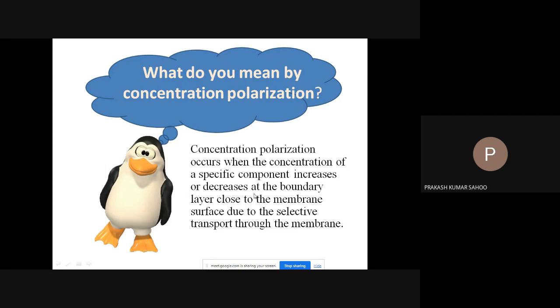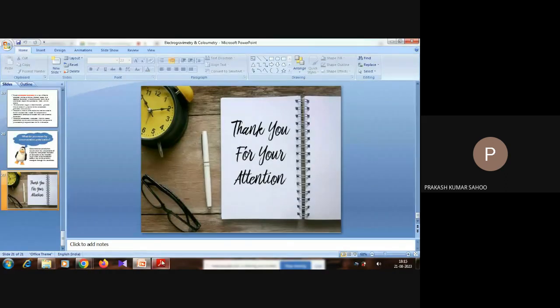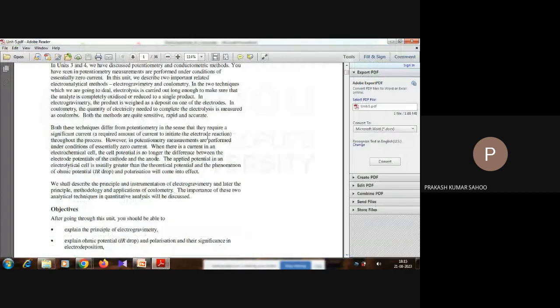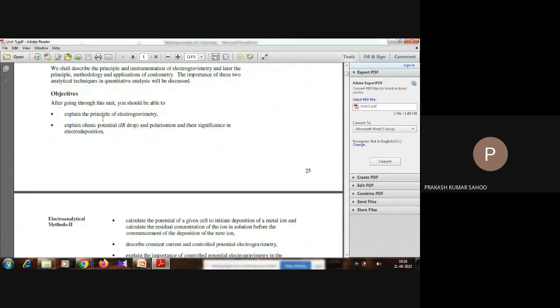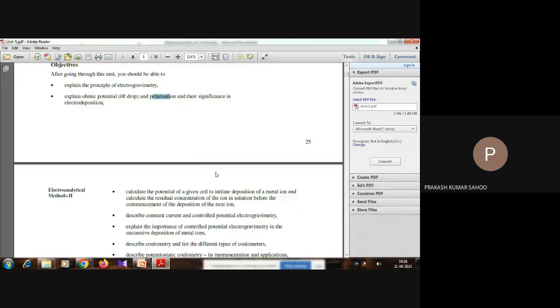So this will be the end of this ppt, and we will have our pdf here. I will not go through the introduction part, but our objectives are the principle of electrogravimetry, which we have already discussed. That is IR drop, related to Ohm's law, E equal to IR. Now this happens due to polarization or electrodeposition. Electrodeposition is related to electrogravimetry, and polarization is related to coulometry.